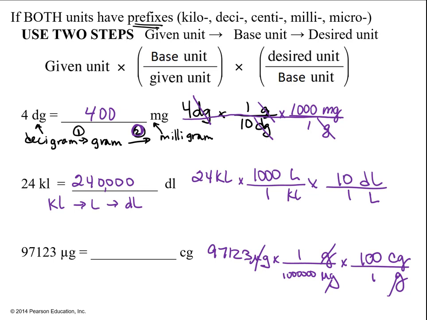So 97,123 times 100 and then divide by a million. So just multiply everything across the top and then divide by each thing in the bottom. What'd you get? You got the 9.7... Oh, yes, I did. I left off a zero in the million. That happens. I can't tell you how often that happens.